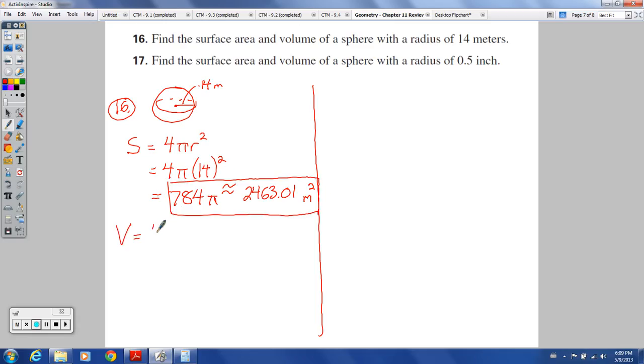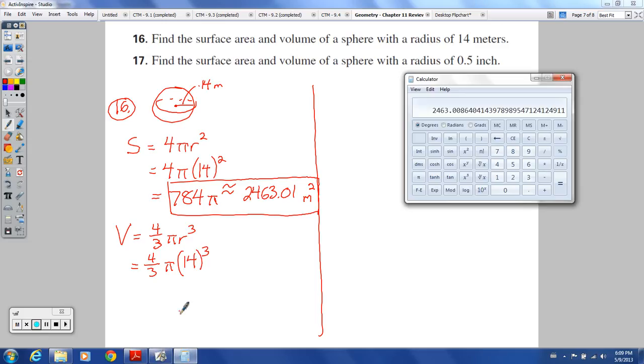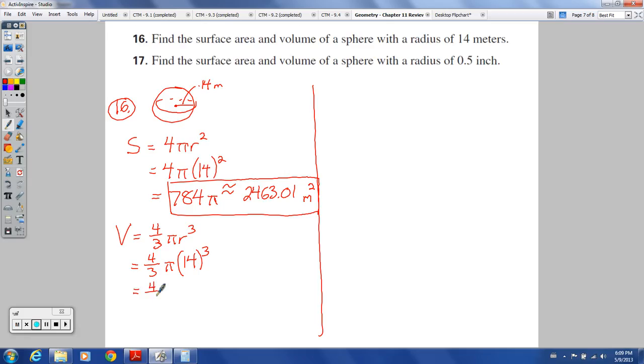Volume, 4/3 pi r cubed. Got to keep those formulas straight. Make sure you know how to do that for the test if you're one of my students. And we've got this as 14 cubed. Now I don't have 14 cubed memorized, but 14 to the 3rd power, what is that going to be? 14 to the 3rd is 2,074. 2,744, excuse me. We have that.